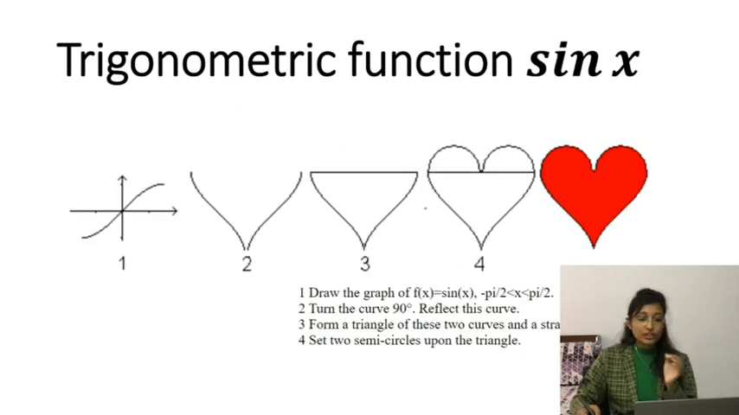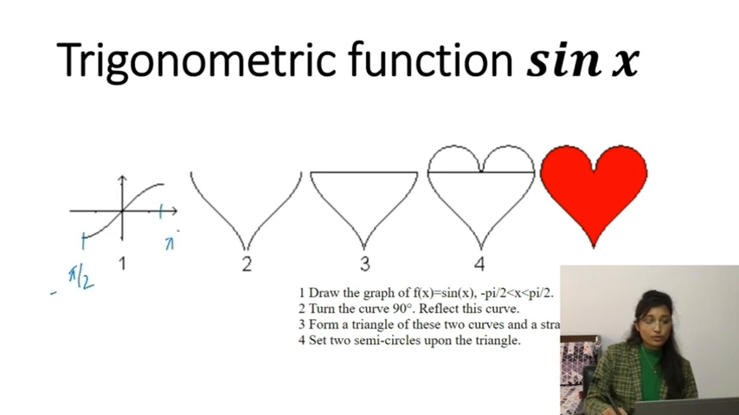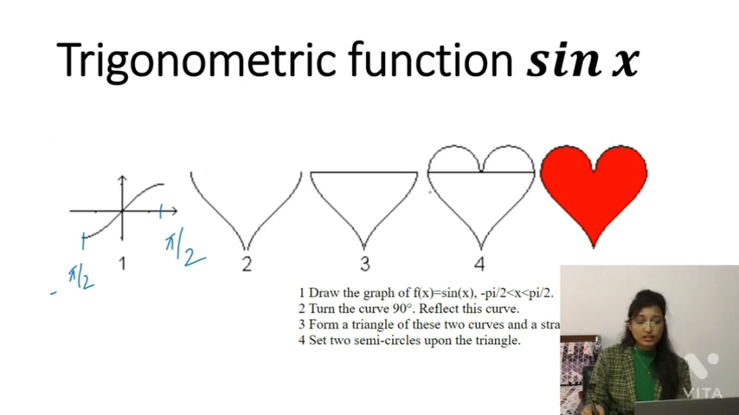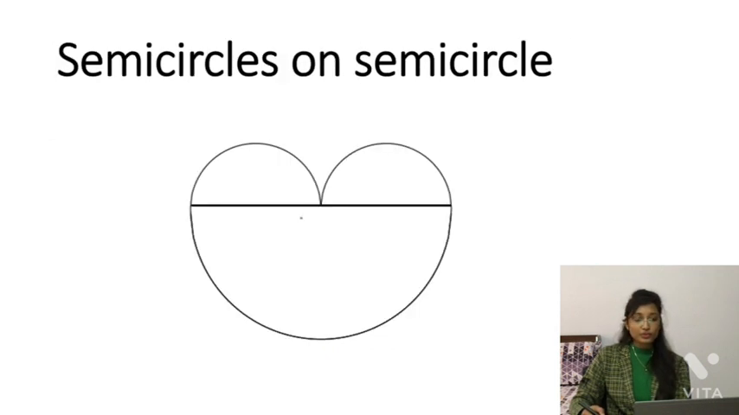In a similar manner, if we take x from minus pi by 2 to pi by 2, and we turn it 90 degrees, reflect the curve and draw semicircles over it, we will form this kind of heart. This I have made using a trigonometric function. Semicircles on semicircle. Two semicircles have been constructed over a semicircle, and hence this weird kind of heart has been formed, but you can say it's a heart, right?